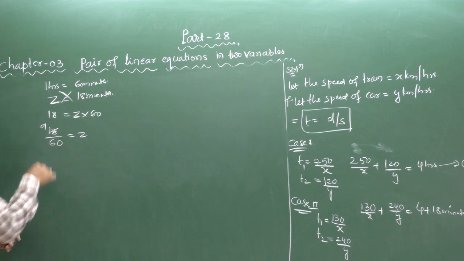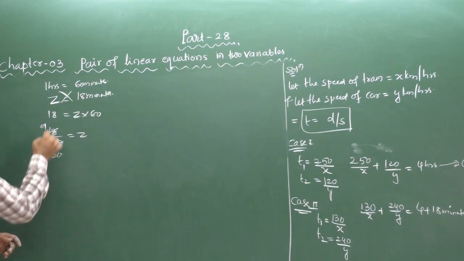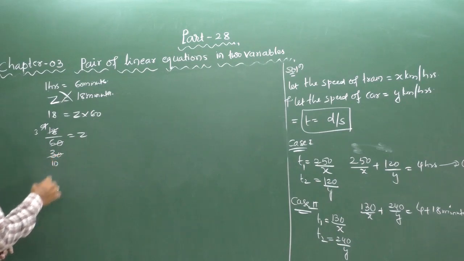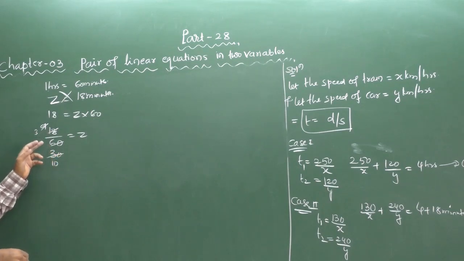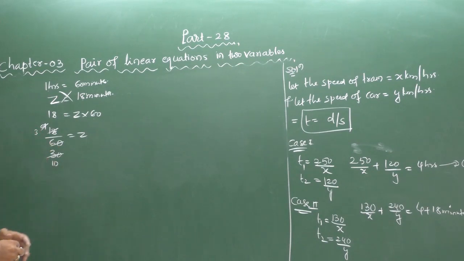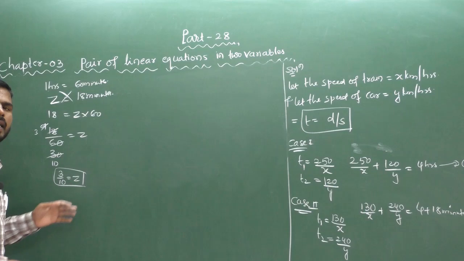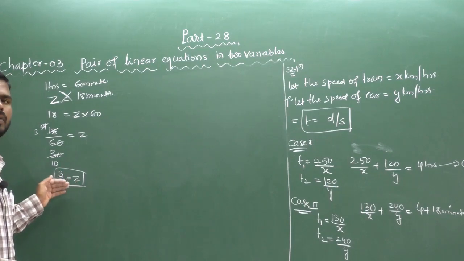Dividing: 2 nines are 18, 2 threes are 6, this one is 0. Next, 9 by 30, or 3 by 10. 3 by 10 can also be written. So 3 divided by 10 equals z. This is how the 18 minutes is converted into hours.